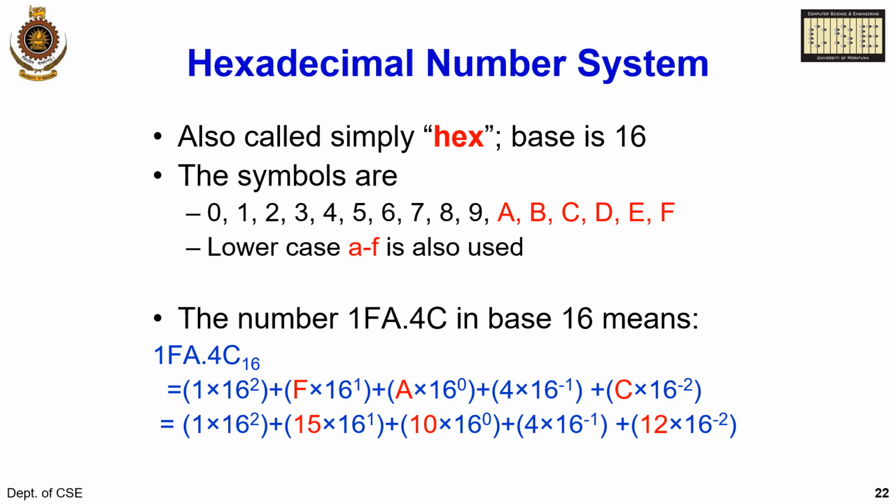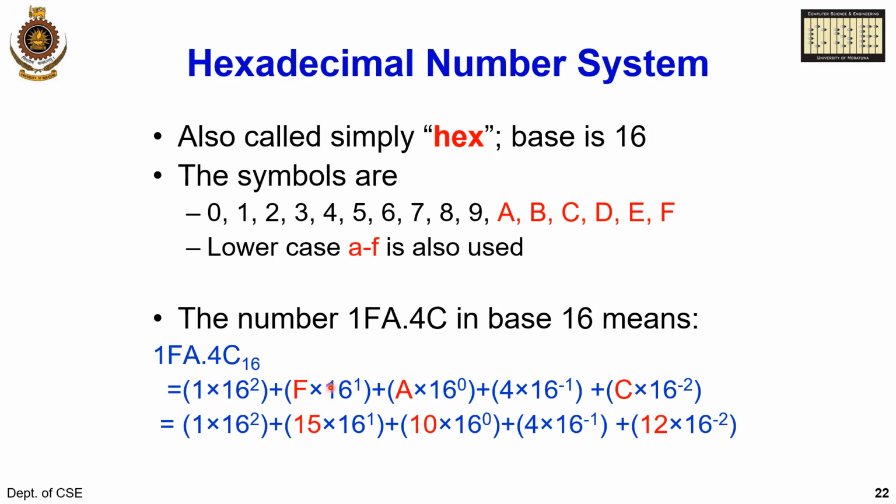Okay, one more example in another number system, the hexadecimal number system. As we have mentioned before, the base is 16, right? It's also called hex instead of just hexadecimal. We have symbols 0, 1, 2, 3, 4, 5, 6, 7, 8, 9, and then A, B, C, D, E, F. Small a to f can also be used. It's again the same principle. So we have this now. This point is called the hex point or the hexadecimal point. Position 0, position 1, position 2, position minus 1, position minus 2.